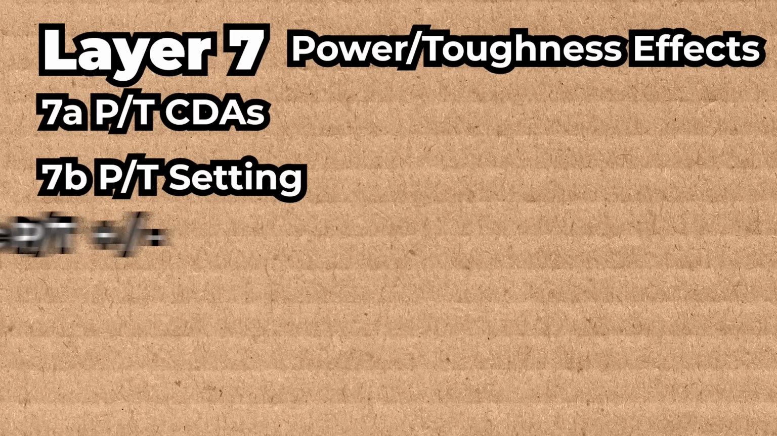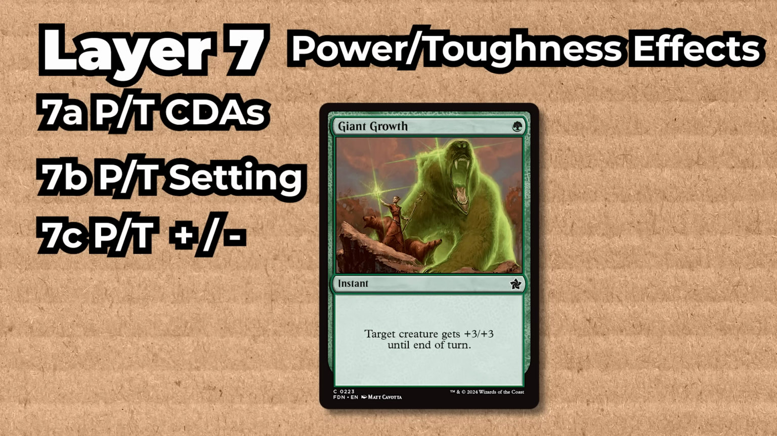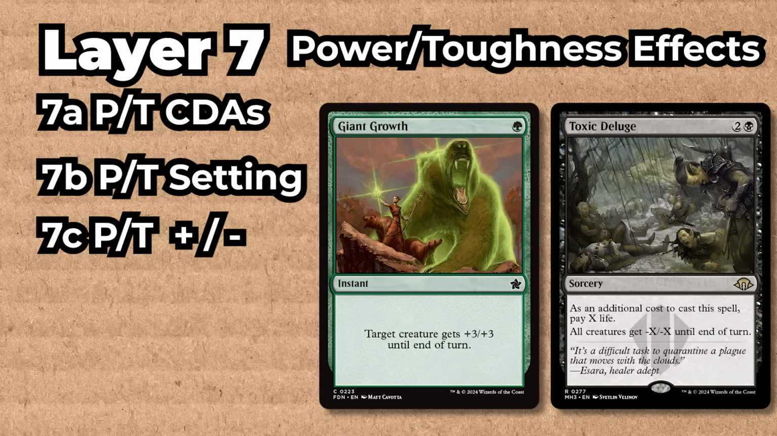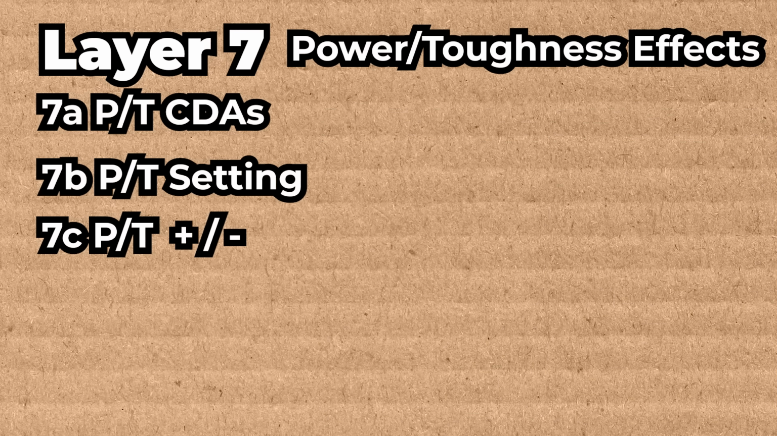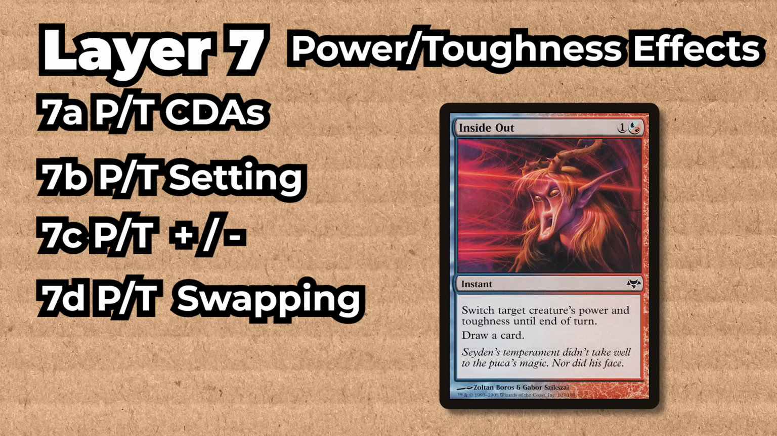In layer 7C, we have effects that increase or decrease power and toughness. For example, Giant Growth or Toxic Deluge. This layer also includes +1/+1 and -1/-1 counters. And finally, in layer 7D, we have effects that swap power and toughness, like the one on Inside Out.